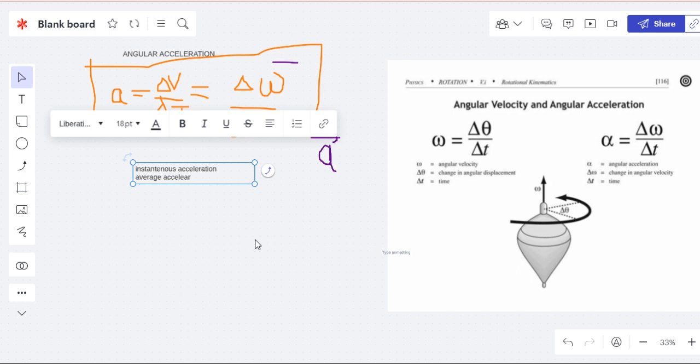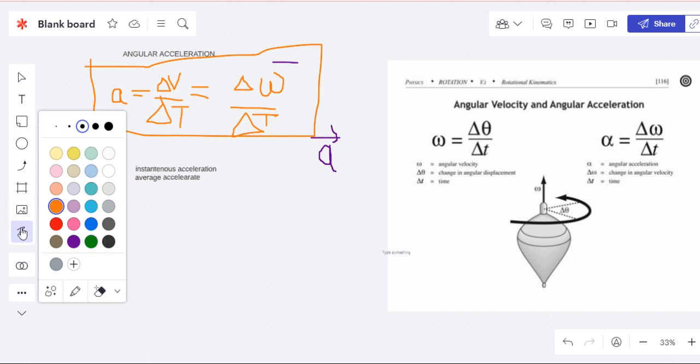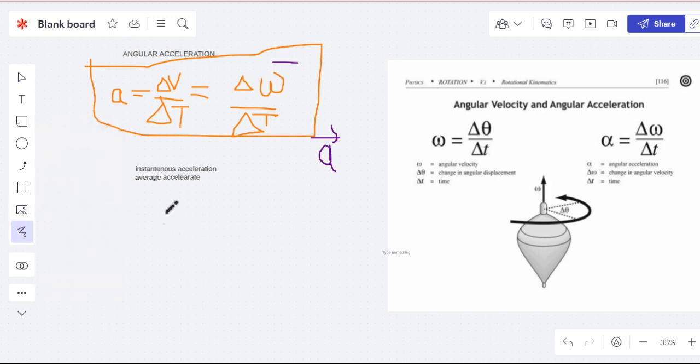Let's write the formula here so it will be easier for you to understand. Alpha is used to represent angular acceleration, which, for instantaneous angular acceleration, equals change in omega upon change in time, where time tends to 0. This means the angular acceleration is acting on a body for a very short interval, an instant of time, like a point in time. So here the time tends to 0, and that is instantaneous acceleration.